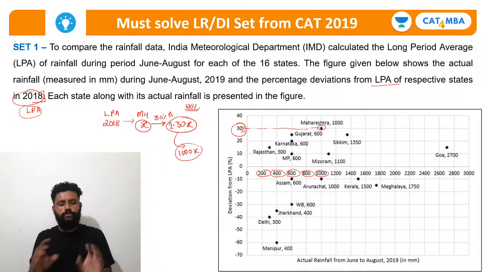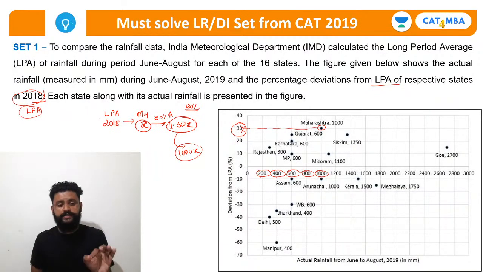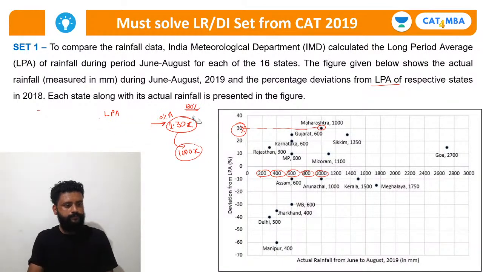Don't start calculating the LPA of each and every state, because वो हमें पूछा है या नहीं पूछा है वो हमें नहीं पता. I'm just calculating this to elaborate कि यहाँ पे क्या हो रहा है, what this information is all about. Everything is clear? Have you understood up till now? Give me a thumbs up guys if you understand. So we can calculate LPA of 2018 for each of the states, but we need not do that. We'll move to the sub question and then think what to do.